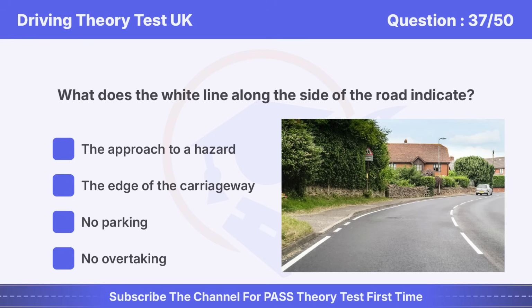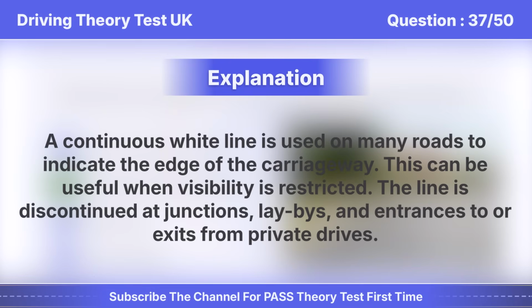Question 37. What does the white line along the side of the road indicate? Answer is B. The edge of the carriageway. A continuous white line is used on many roads to indicate the edge of the carriageway. This can be useful when visibility is restricted. The line is discontinued at junctions, lay-bys, and entrances to or exits from private drives.